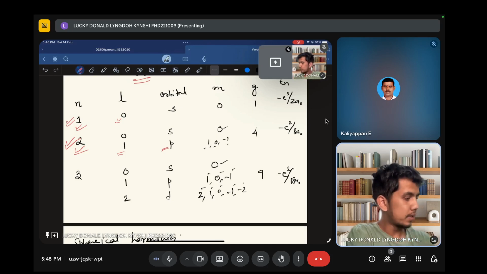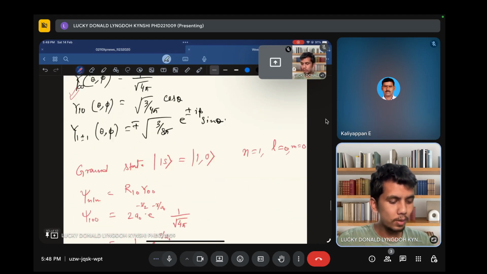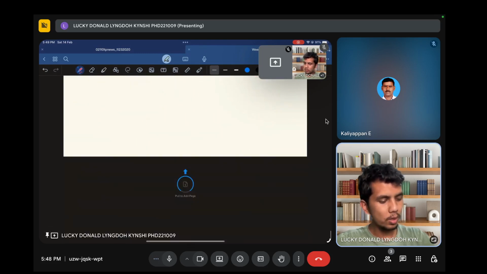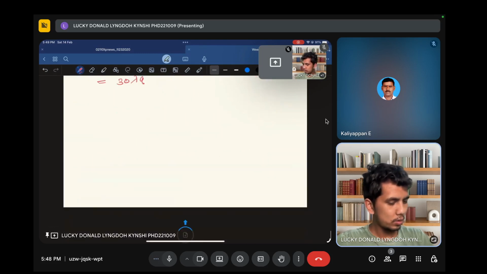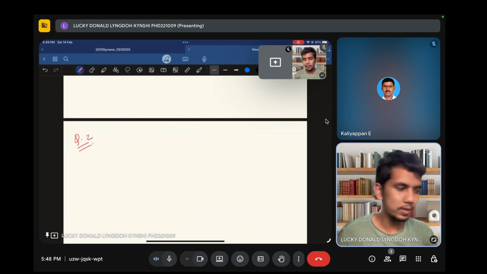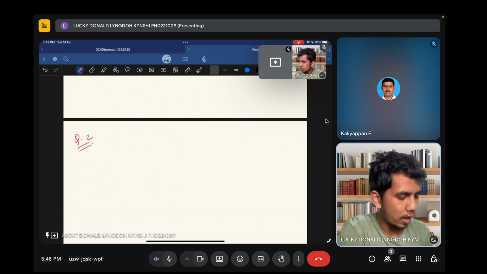So the next problem is also very similar to this, again the same kind of problems, or I would rather say a similar approach. The question is about the harmonic oscillator. So I think this is your question number 2 of your assignments. This is related to your harmonic oscillator.